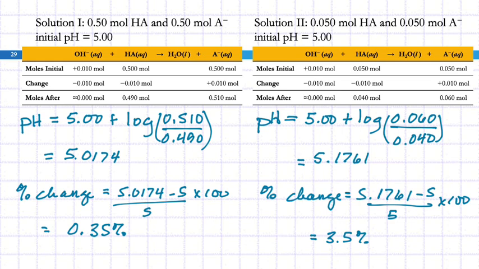So the percent change is 10 times larger because these concentrations are smaller. The relative amounts are perfect. That's the best you can get, equal amounts. But these concentrations are low and these concentrations are higher. Higher concentration gives you a more effective buffer. Any questions?